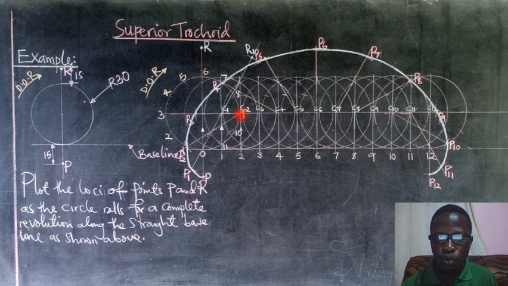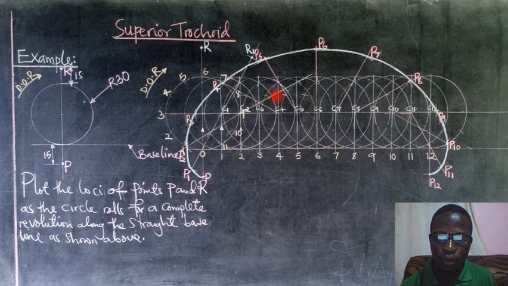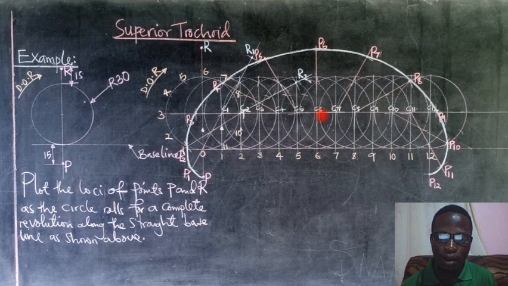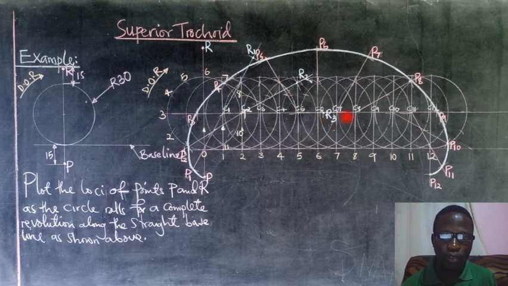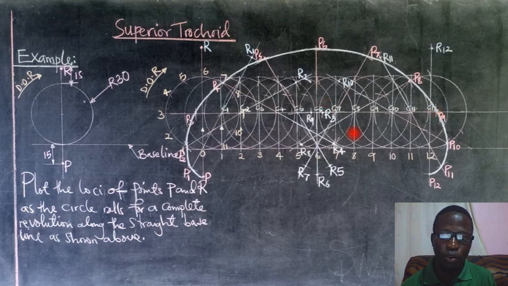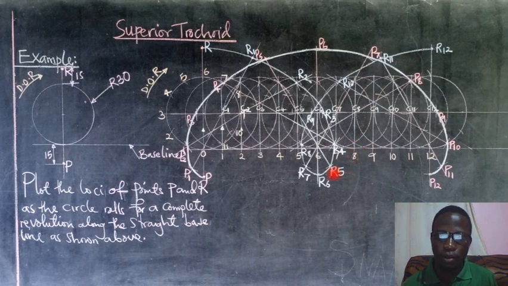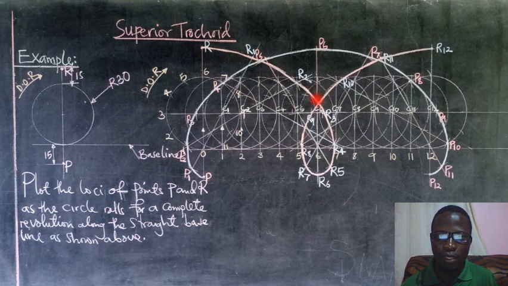When we go to 2, we shall mark twice on the circle for 2 to get the point for R2. When you join the line through it, it will give you the point. So mark off the distance to get R2. Repeat the same with C3 to get R3. Do the same with 4, 5, 6, 7, 8, 9, 10, 11, 12, like that. And when you mark off those points, you'll get R5, R6, until you reach R12. What you do, also join using the free hand to get the curve, as you can see it there. Outline to come up with a complete curve. And that is how you draw the superior trochoid.